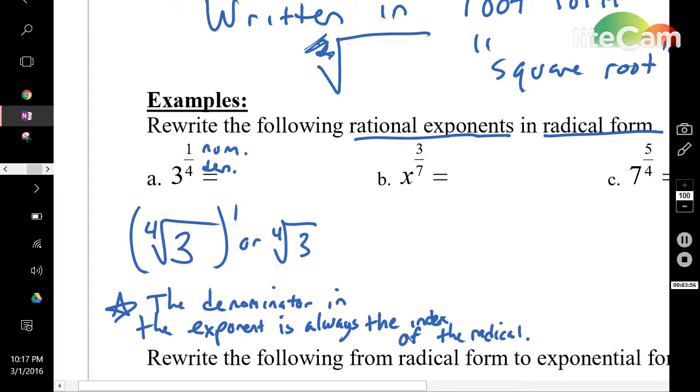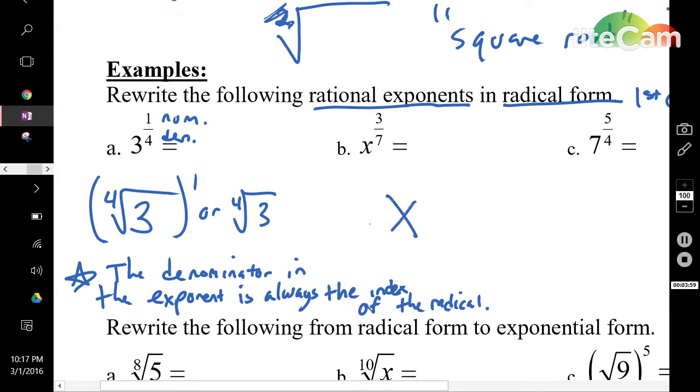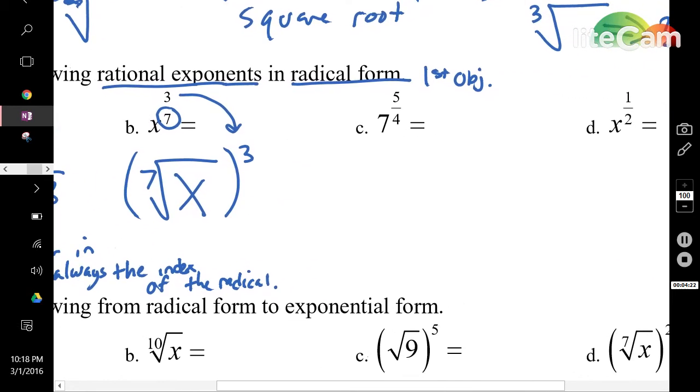Let's look at example B. Rewrite the base, put a radical around it. Look at your denominator. I would usually look at our denominator first. It is a 7, so this is a 7th root, and it's all raised to the power of 3, because that is the numerator. Repeat the same directive for letter C. Rewrite the base 7, rewrite a radical. The index is 4, so it is a 4th root, and it's all raised to the power of the numerator, which is 5.